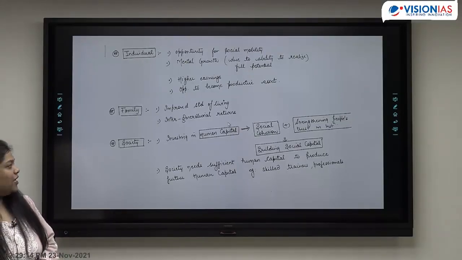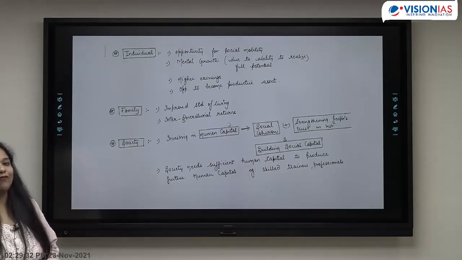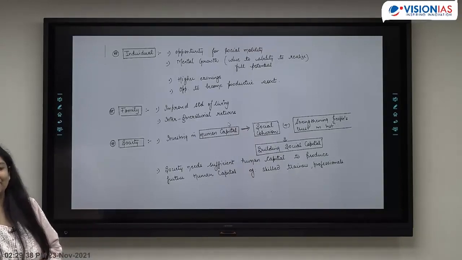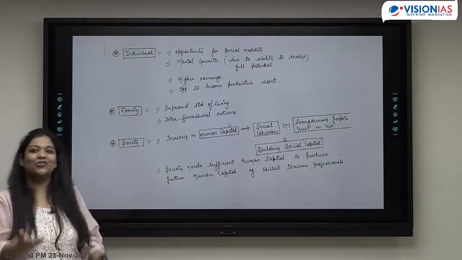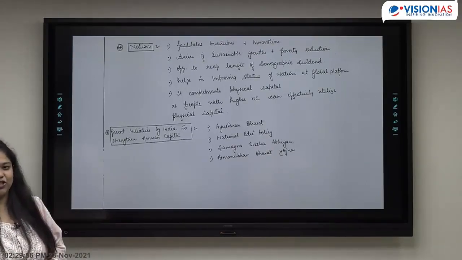Then with respect to society, if you are investing in human capital, it will lead to social cohesion. Okay. At the same time, it will strengthen people's trust in the institution. Overall, it will lead to development of social capital. At the same time, it is believed that society needs sufficient human capital to further produce human capital. For human capital formation you need skill, education, health. For that you need trainers, teachers, doctors. The human capital is required to further the human capital. Is that clear?